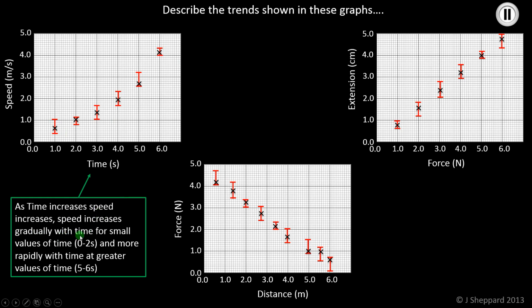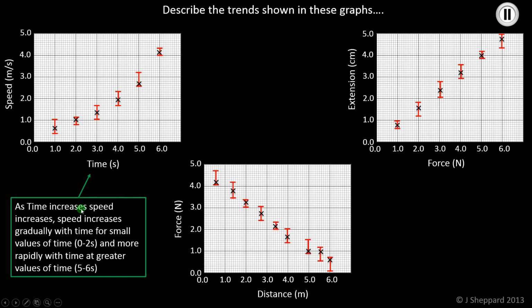Speed increases gradually with time for small values of time. We've got a shallow curve to start with, and then it increases more rapidly with time at greater values of time. It gets steeper. The trend line I haven't put on here, but you can see where it would go. So you can see that description is relevant.